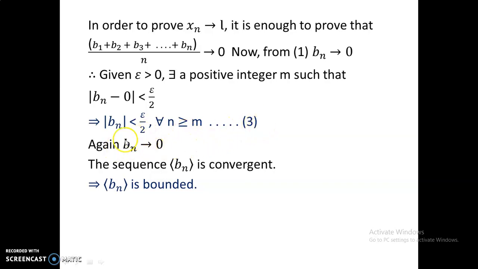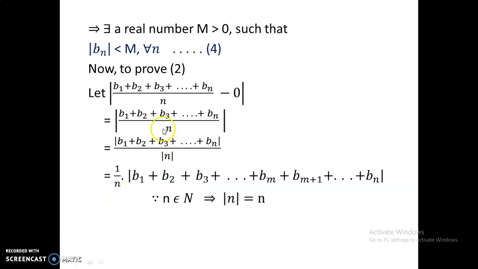Now again, b_n approaches 0 as n approaches infinity, so the sequence b_n is convergent. Since the sequence b_n is convergent, it is also bounded. So there exists a positive real number M such that the modulus of b_n is less than M, which is the boundedness definition for b_n. Let us call this equation 4.